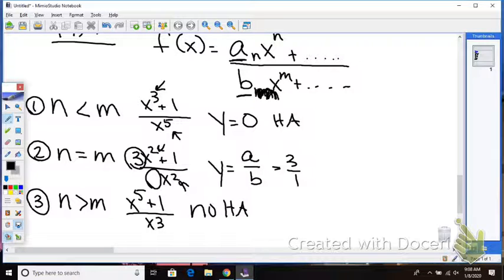So you have 3 options: y equals 0, y equals some number or some fraction, and no horizontal asymptote. And everything depends on, there's no math to be done. You just look at the highest exponents on the top and the bottom, compare them, and see which one it falls under.